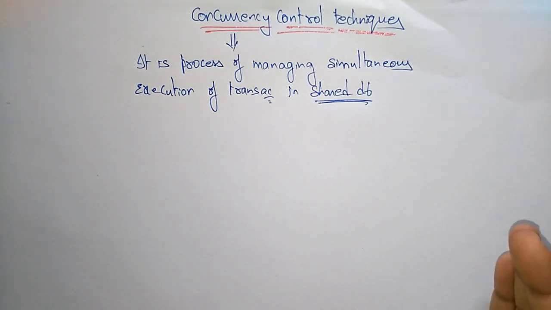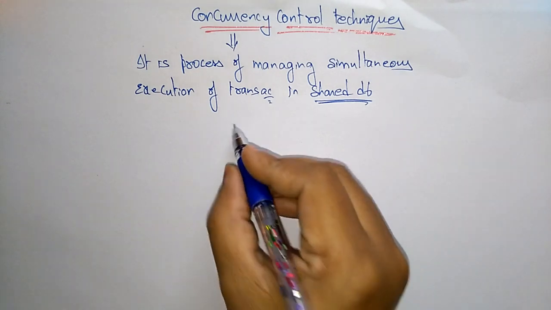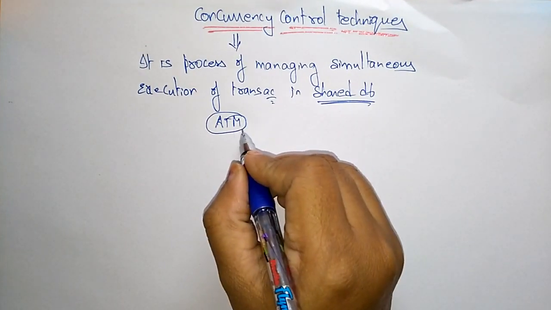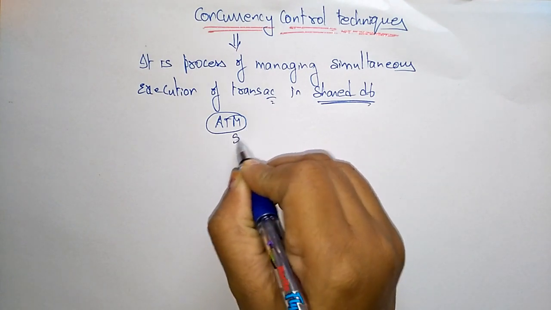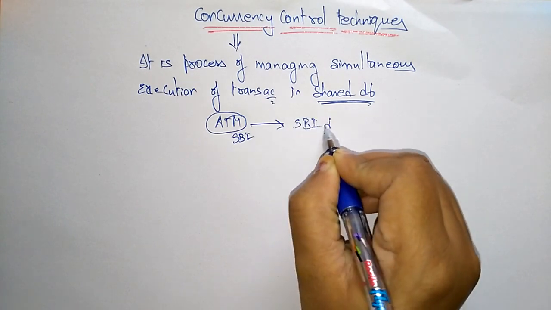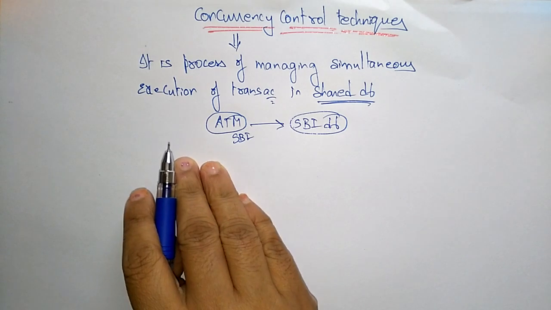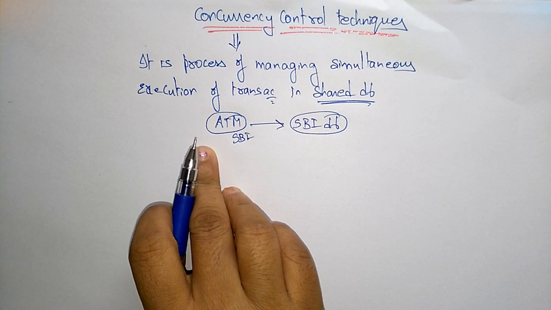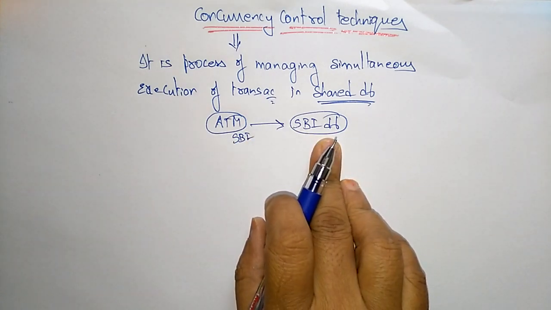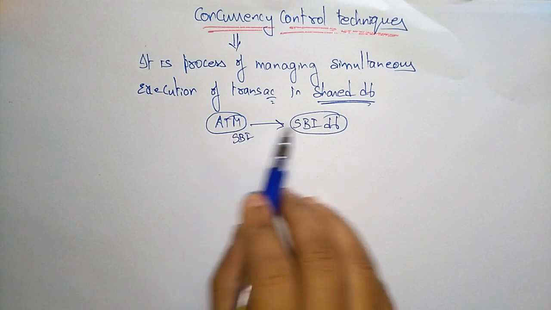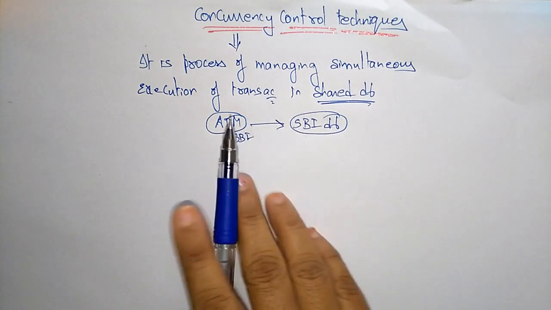Suppose so many people are using the same database, for example the ATM, I already said this example. Different people are accessing the same SBI ATM. This is the SBI database. So many people are withdrawing their money by using the SBI ATM, means they are interacting with the SBI database. So here multiple transactions are done on the same database. So this you call it as a concurrency.